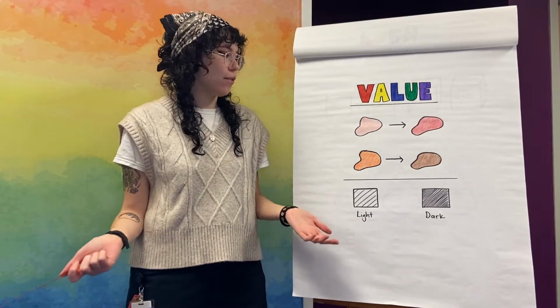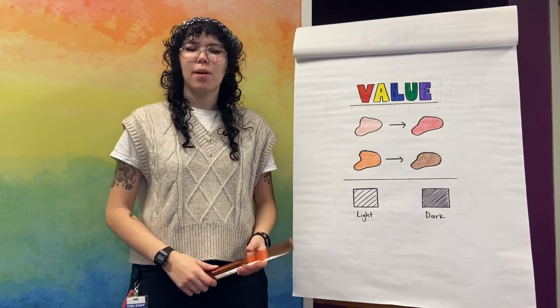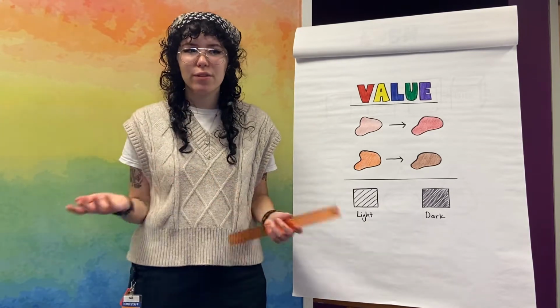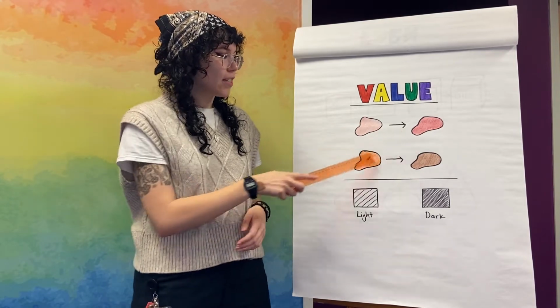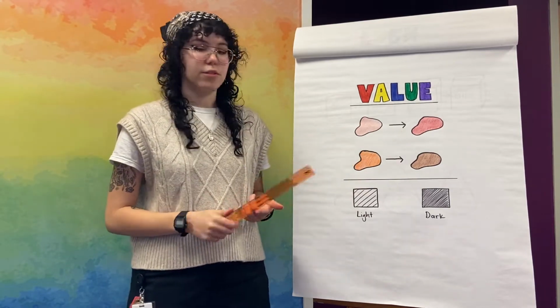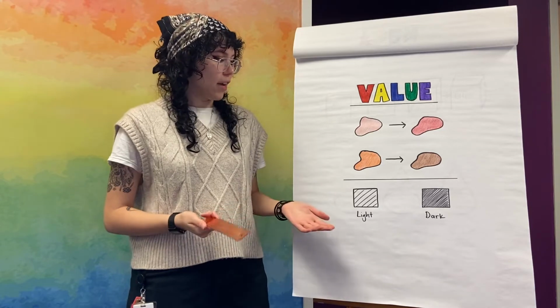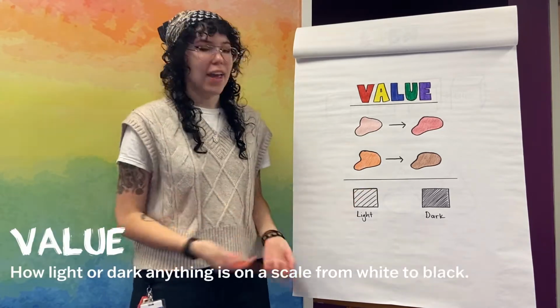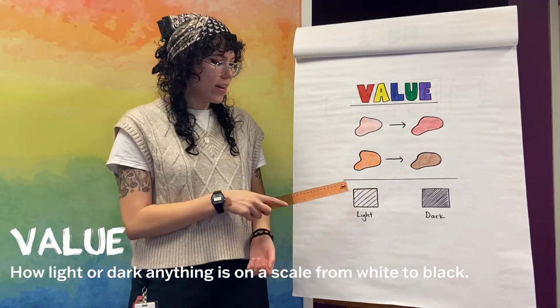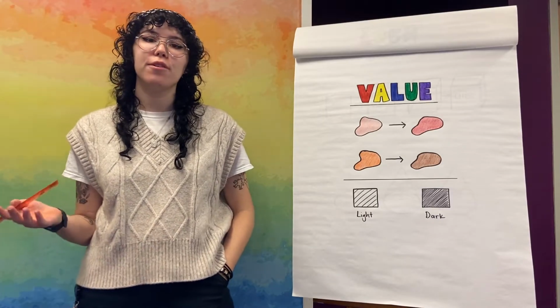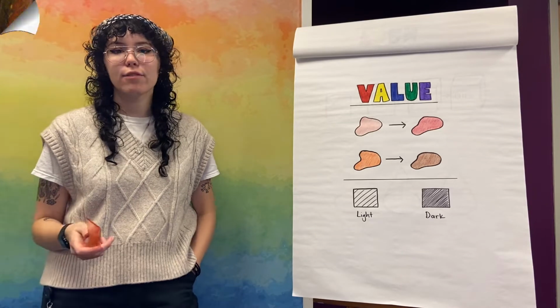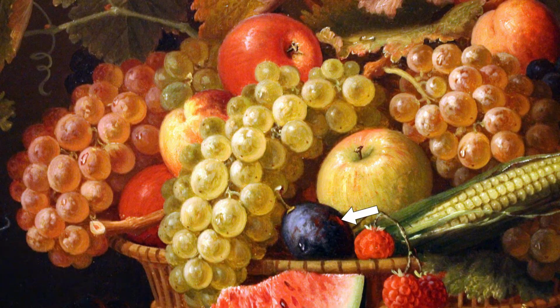Let's move on to value. If you watched the last lesson, you're probably thinking, wait a minute, we already learned about value. And you're right. Last time we learned how value is a part of color and how light or dark a color is. Outside of color though, value is how light or dark anything is on a scale from white to black. Values are really important to form too, because artists will use different levels of value, like shadows which are dark and highlights which are light, to make objects in their art look more 3D.